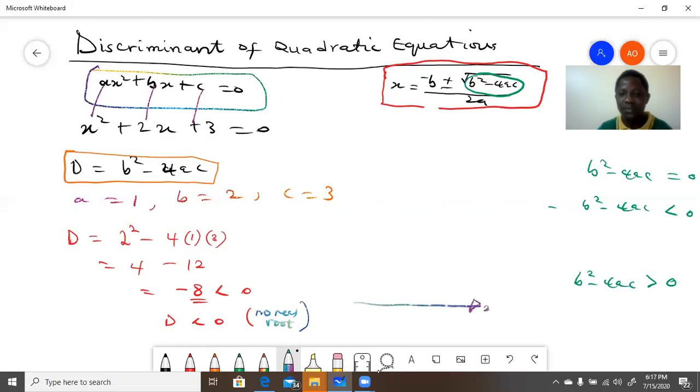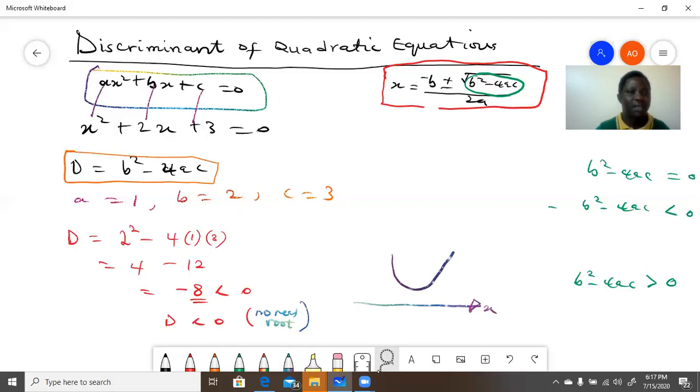This is our x-axis. Now, because a, the coefficient of x squared, is positive, you will have a parabola that faces up. It will be like this. Your parabola will face up, and it will not touch the x-axis because it has no real root. So if you sketch the graph of this, it's going to be exactly like this. That is the example. I believe that is very clear.